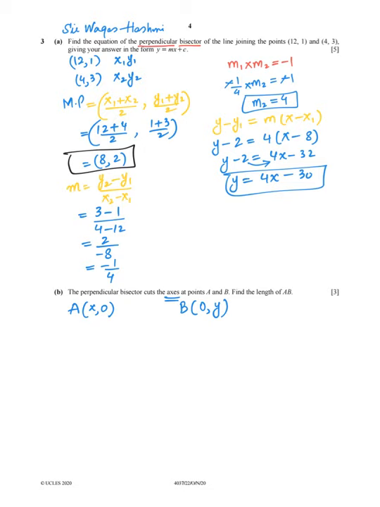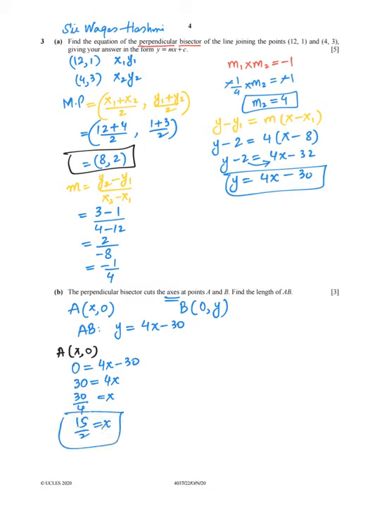So the equation of AB we found in the previous part is y equals 4x minus 30, right? For the coordinates of A, that means the value of y is 0. So when I place y as 0, it will be 0 equals 4x minus 30, and if you solve it, 30 equals 4x, x equals 30 divided by 4, that means x equals 15 divided by 2. The coordinates of A are (15/2, 0).